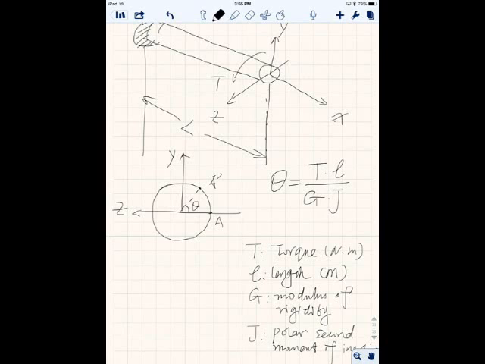If this thing is made of rubber band, it's easy to bend. If this thing is made of stainless steel, of course, it's harder to bend, right? So the same thing, it's hard to twist. Another thing is J, which is a function of the geometry. The bigger the diameter it is, of course, the harder it is.